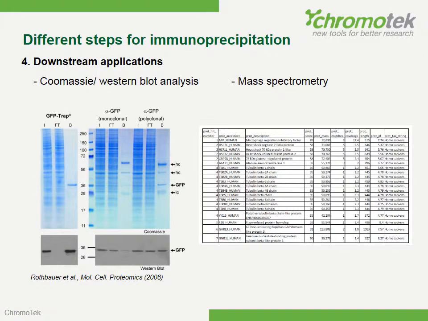Finally, I will show you a couple of possible downstream applications using the GFP-Trap. So most of you probably do a Coomassie or Western blot after immunoprecipitation. In this experiment, a pull-down of GFP with the GFP-Trap was compared to an IP using conventional antibodies. As you see by Coomassie and also by Western blot, the GFP-Trap pulled out the GFP very efficiently, and no protein is left in the flow-through.